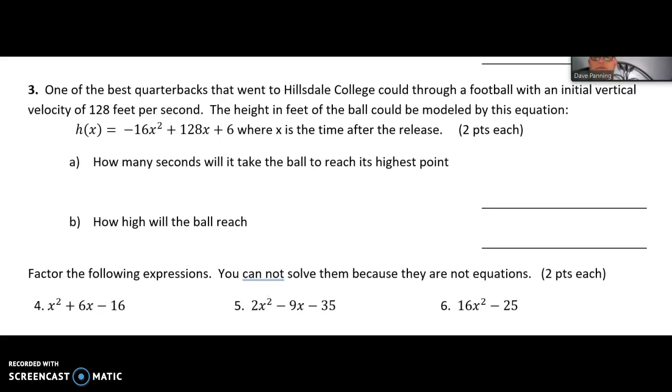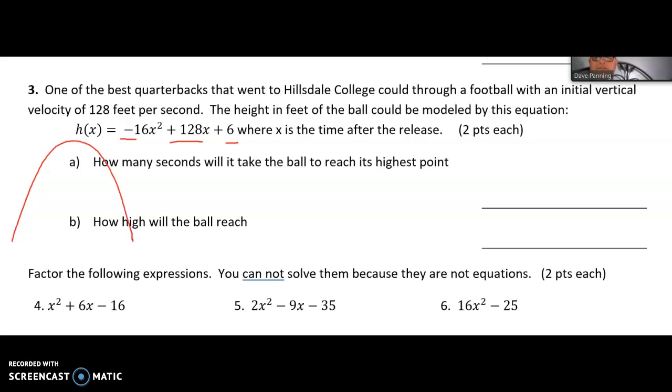All right, so number 3, one of the best quarterbacks in Hillsdale College. This is actually a problem about another teacher at Homestead High School who was the quarterback at Hillsdale. So anyway, the initial velocity of 128 feet per second, that's the b value. Initial height is 6. That means he let go of the ball when it was 6 feet up in the air. And the -16 is the force of gravity. So that equation gives you the height of the ball at any moment in time. And it's going to look something like this. It's going to go up and it's going to come back down.